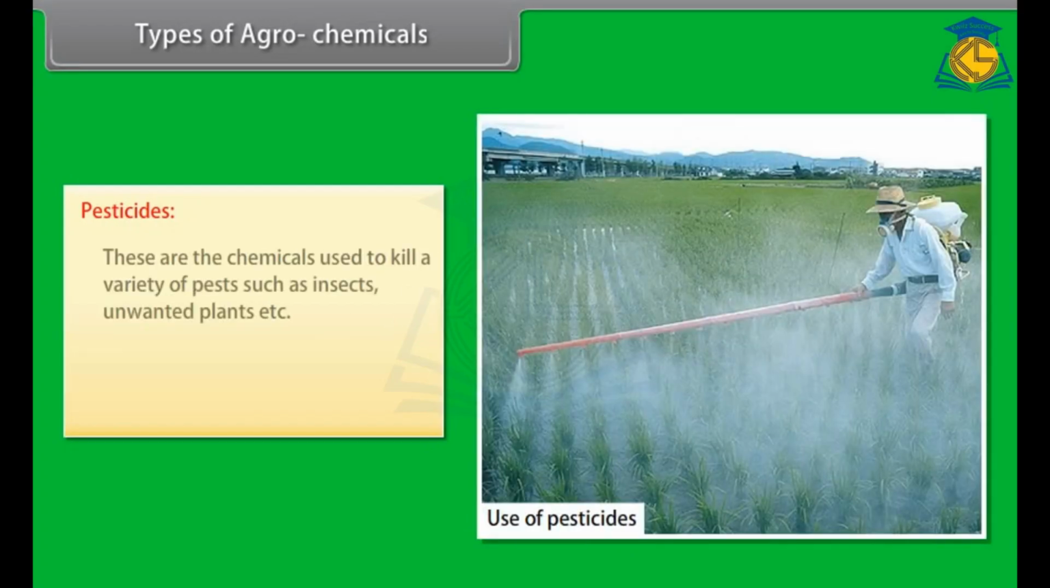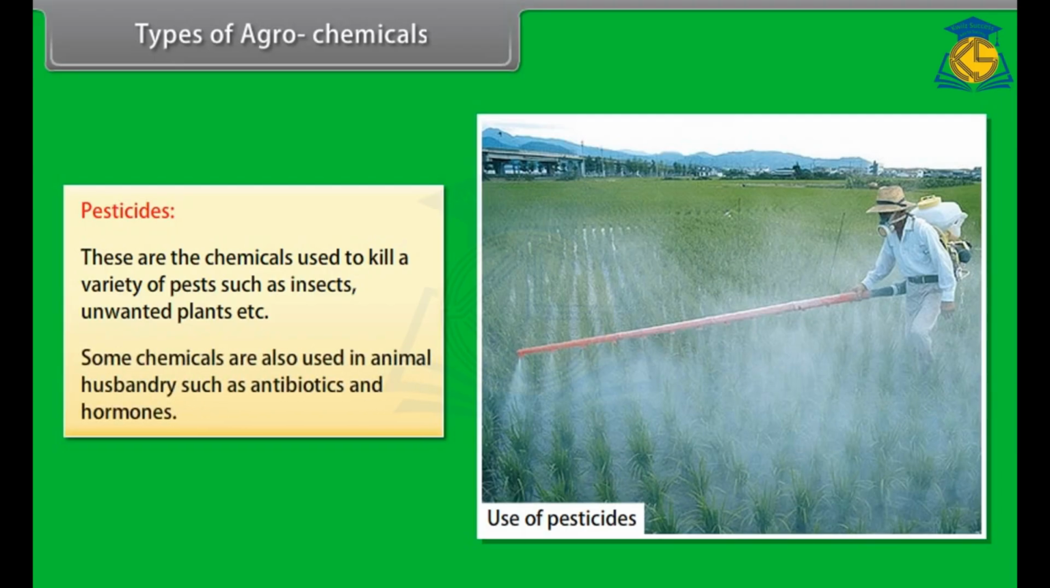Pesticides. These are the chemicals used to kill a variety of pests such as insects, unwanted plants, etc. Some chemicals are also used in animal husbandry, such as antibiotics and hormones.